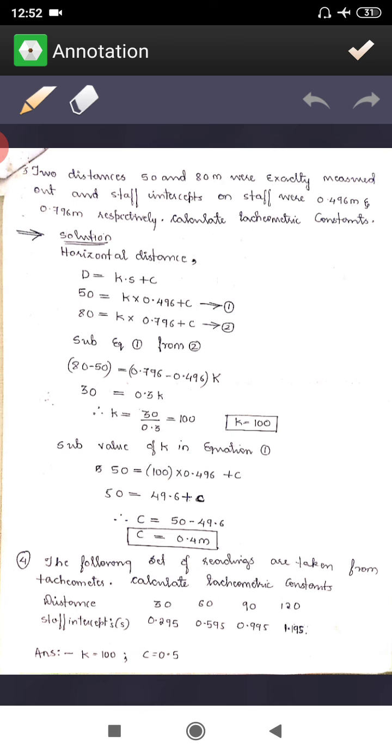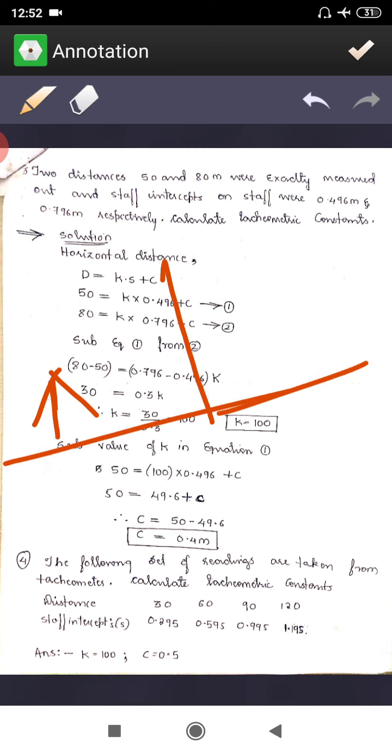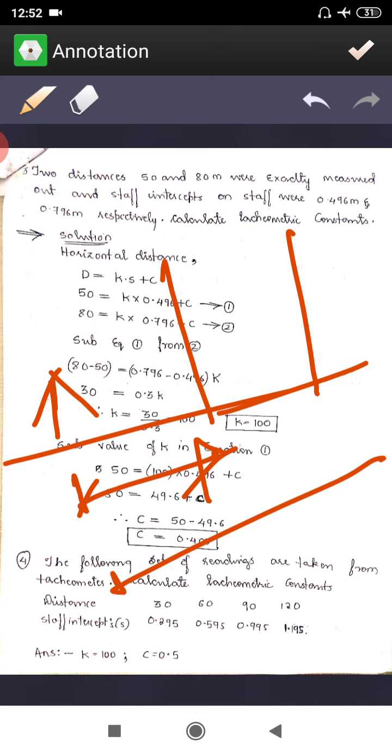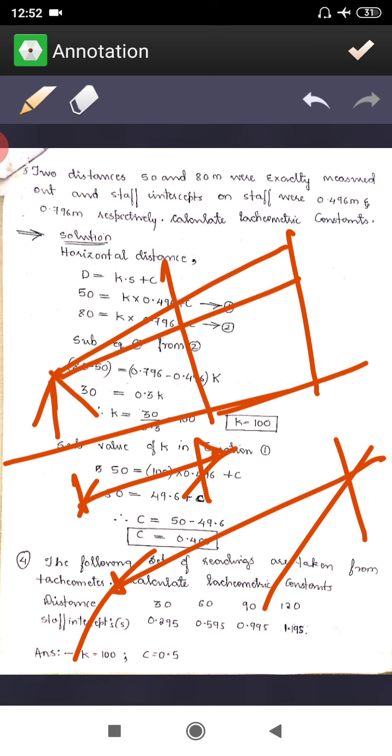Here what they have given is two equations. You can take an instrument on level ground and keep two staffs, here one and here one. This distance is 50 meters, and this distance is going to be 80 meters. Here they have given the staff intercept, and here also they have given the staff intercept. So here it is capital D1 and here it is capital D2. That you can do, and you can get the respective answer.